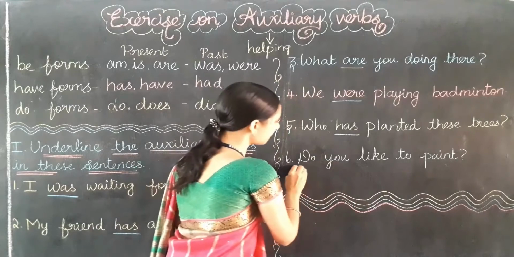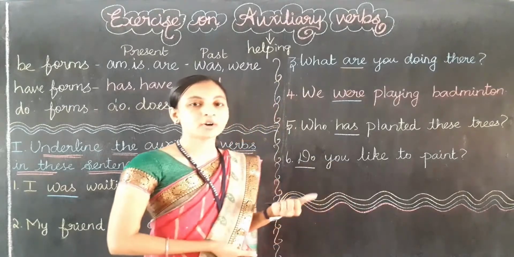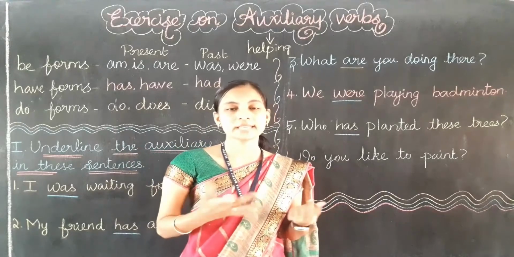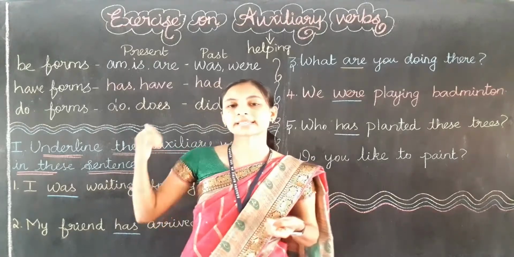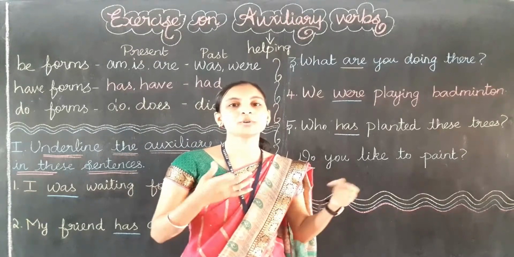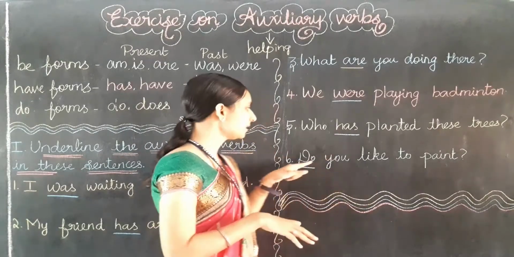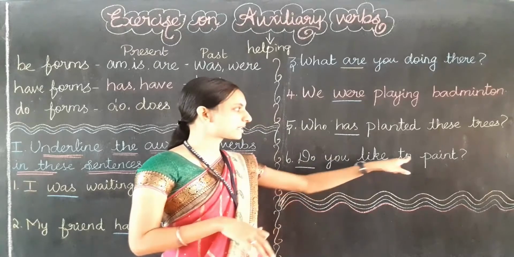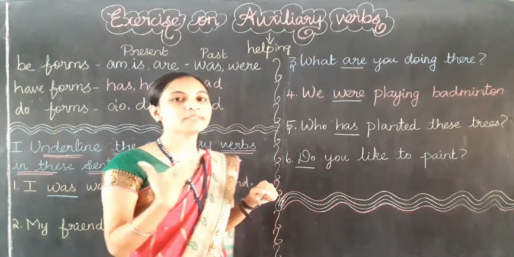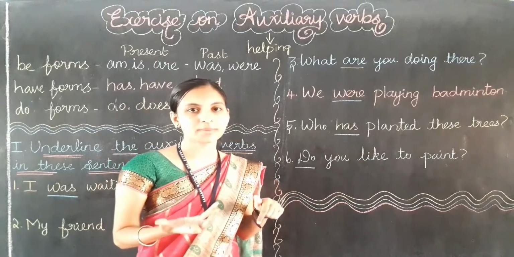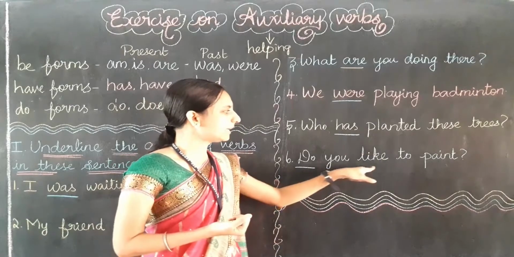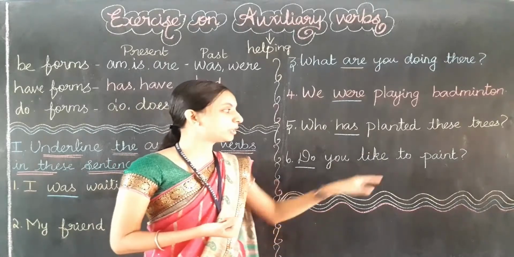But it comes first. Why? Because this auxiliary verb can also ask the question. We have already learned that auxiliary verbs also help us to make questions, and also to form the negative sentence. Here this auxiliary verb is framing a question. See, do you like to paint? So whenever the auxiliary verb frames a question, it will come first in a sentence. So do you like to paint?